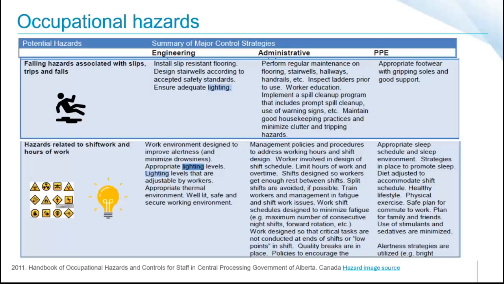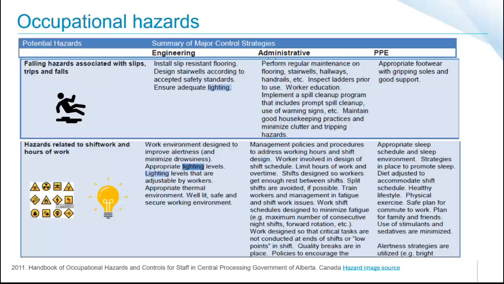Whenever I talk about safety, I go back to this Handbook of Occupational Health Hazards and Controls for staff in the CSSD, so specifically for staff in the CSSD, that was in fact released by the Canadian government, which was really quite a nice document. They talk to the fact that falling hazards are associated, of course, with slips, trips, and falls. If you're trying to prevent them, one would want to install slip-resistant flooring, design stairwells so that we don't fall down them, but also, most importantly, to ensure adequate lighting.